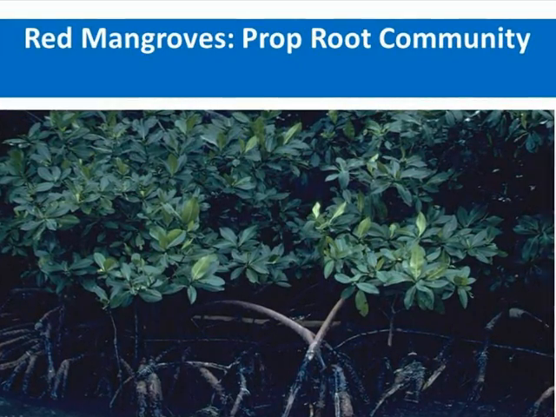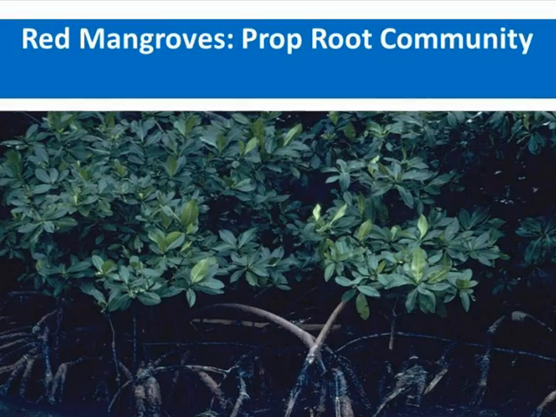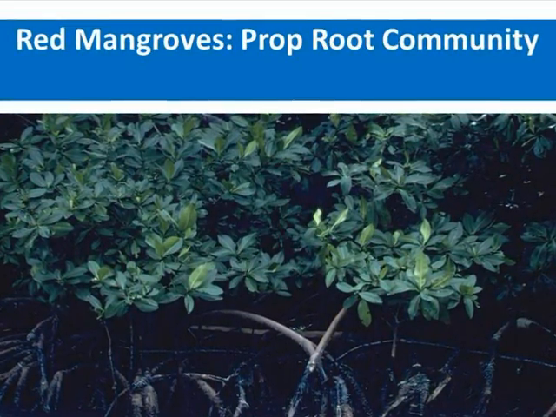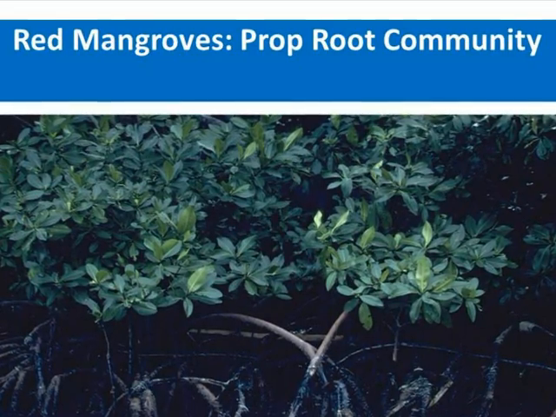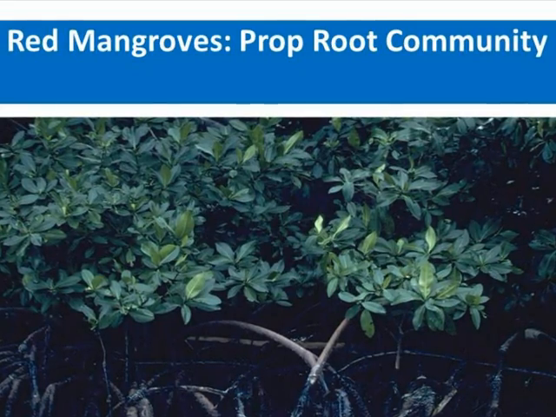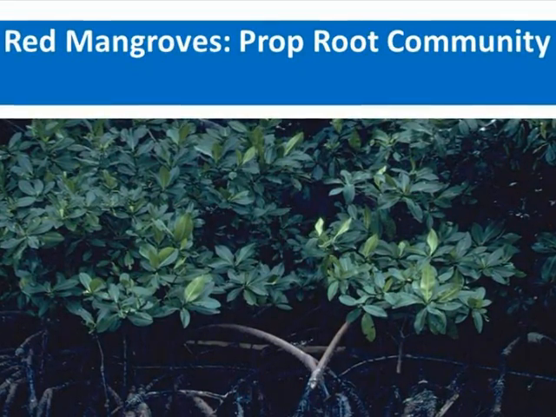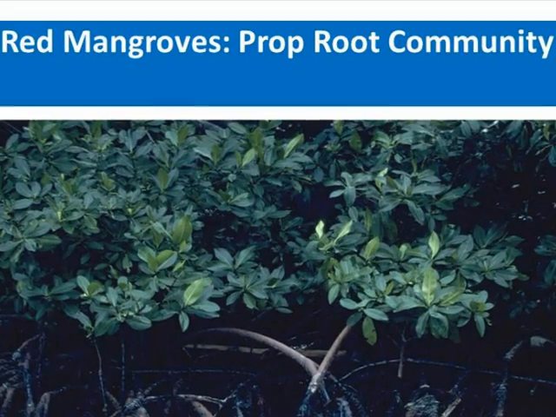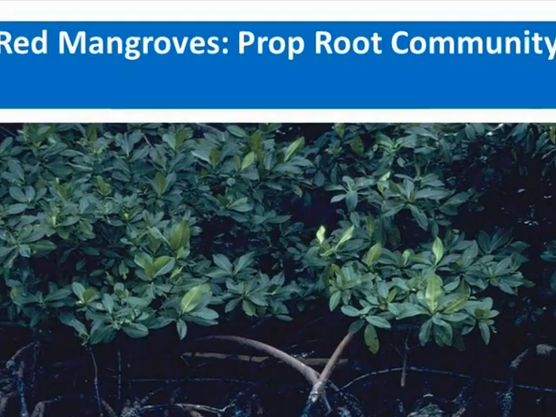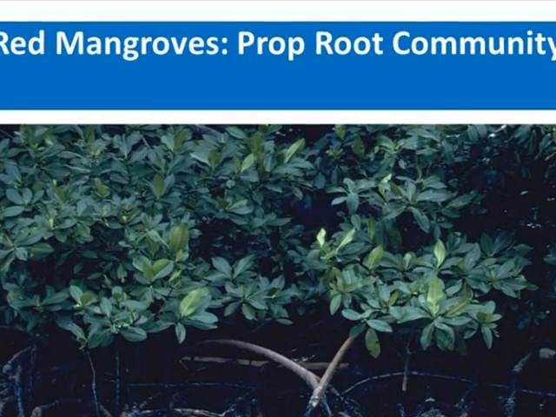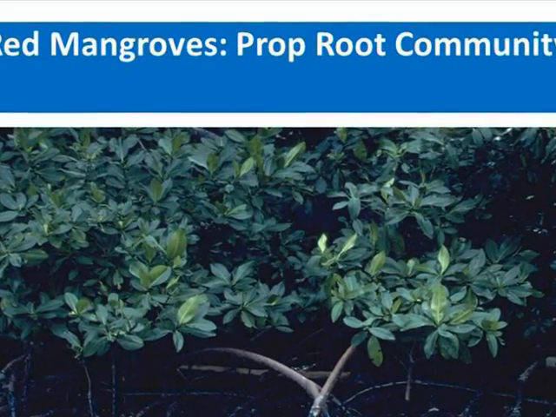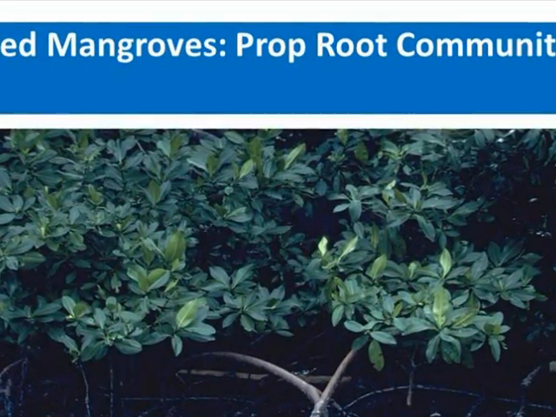Now, that prop root system at high tide becomes a refuge for the early life stages of fish and shellfish, who swim into those complex root systems and hide out away from predators until the tide goes out, and they then come out into the water around the prop roots. You'll also notice on the prop roots there's a lot of growth. There are oysters, and there's a whole what we call prop root community growing on those prop roots that you see in the foreground of this slide.